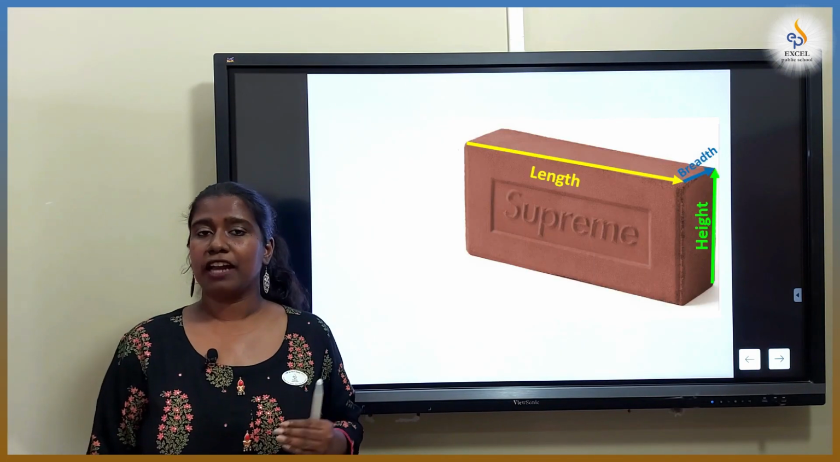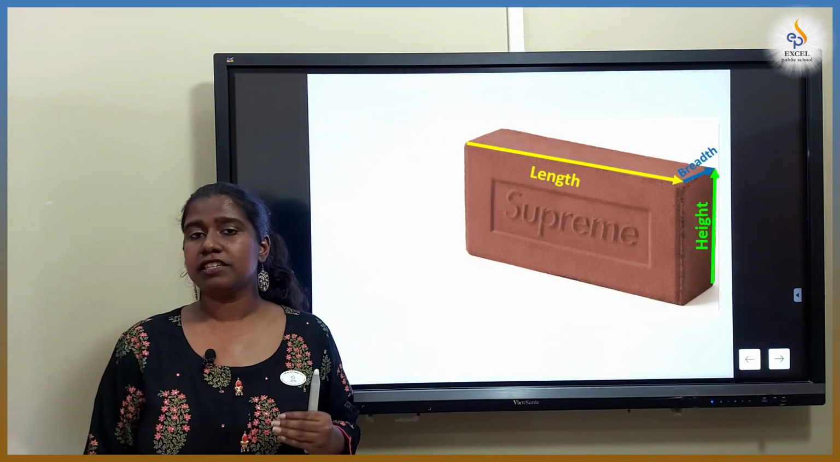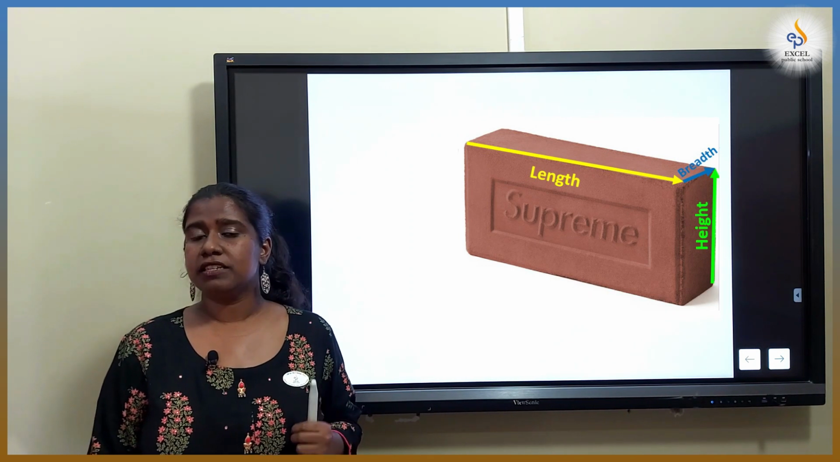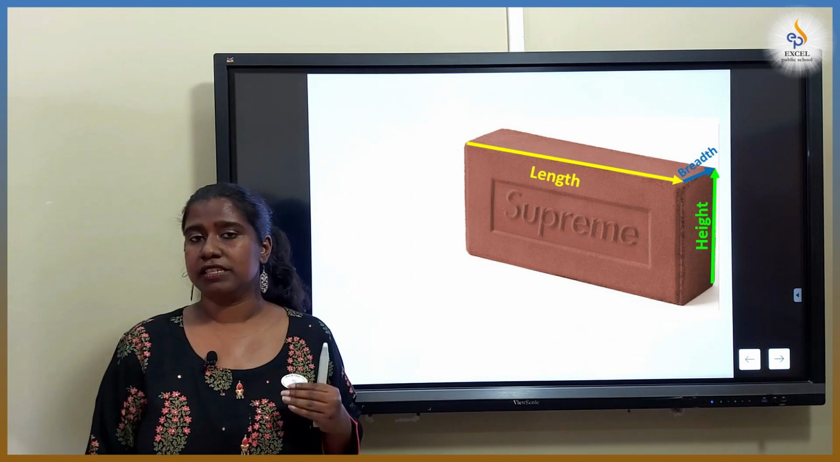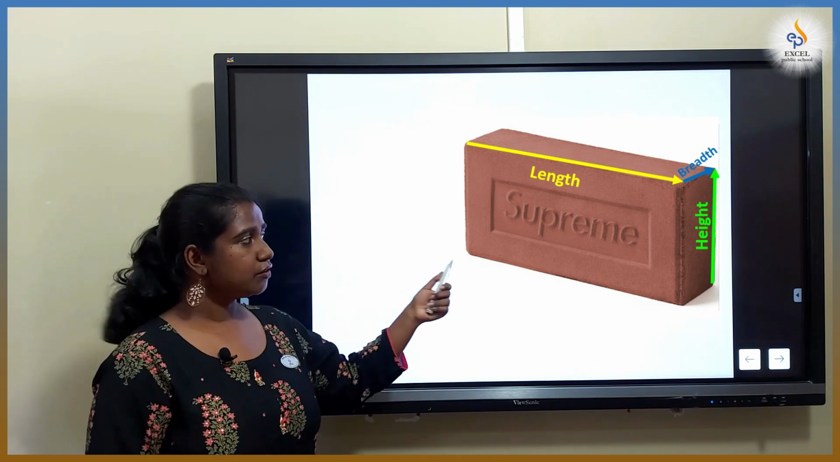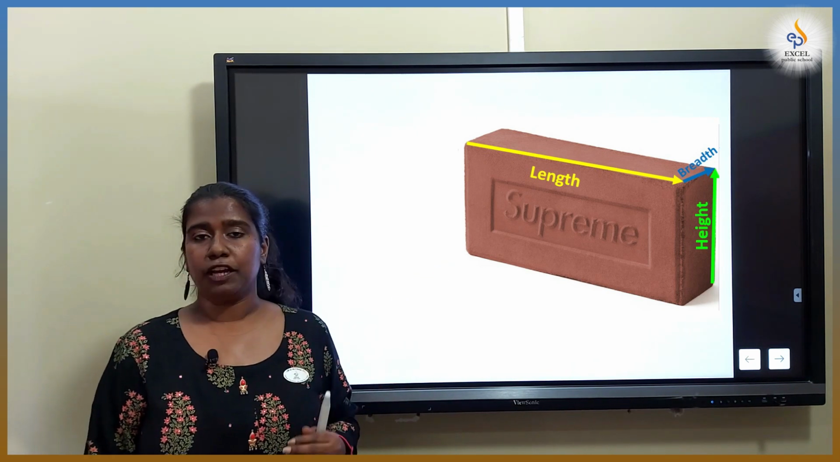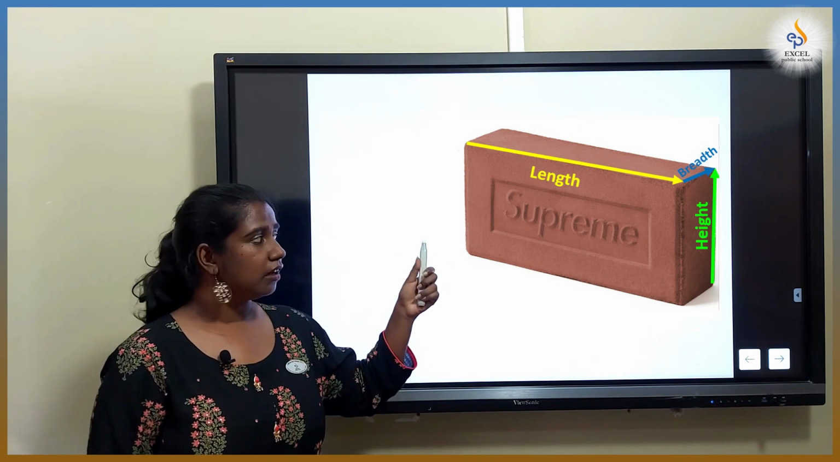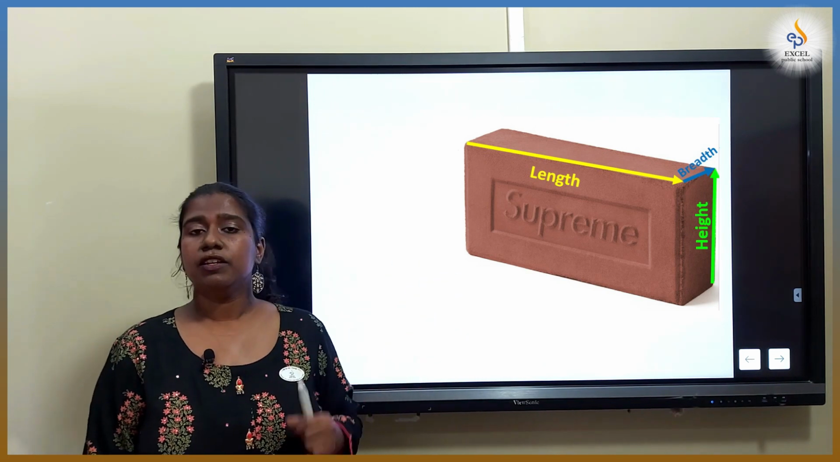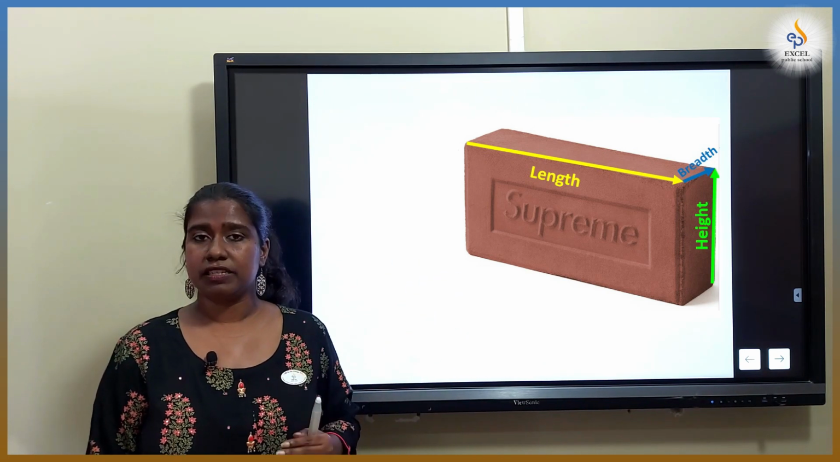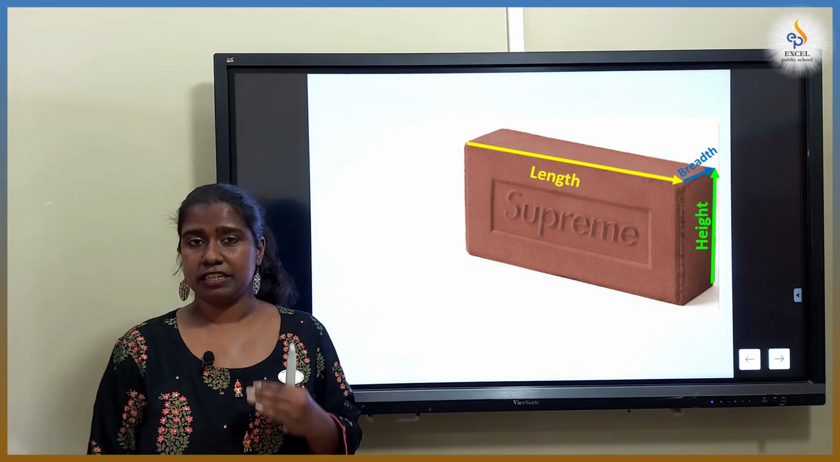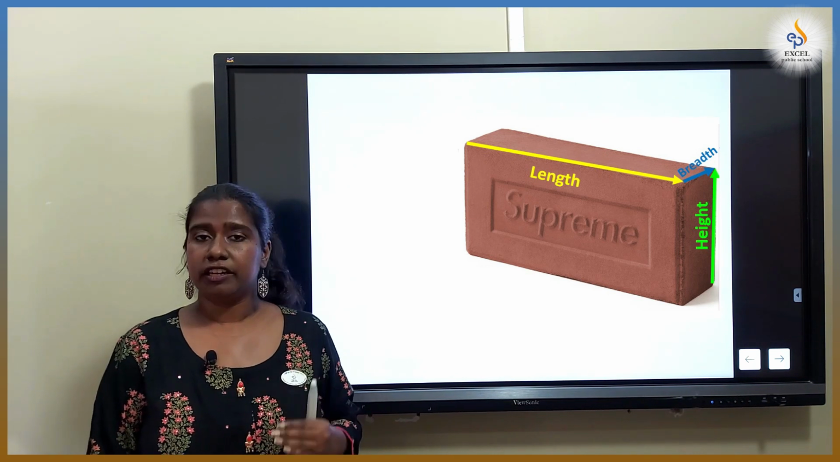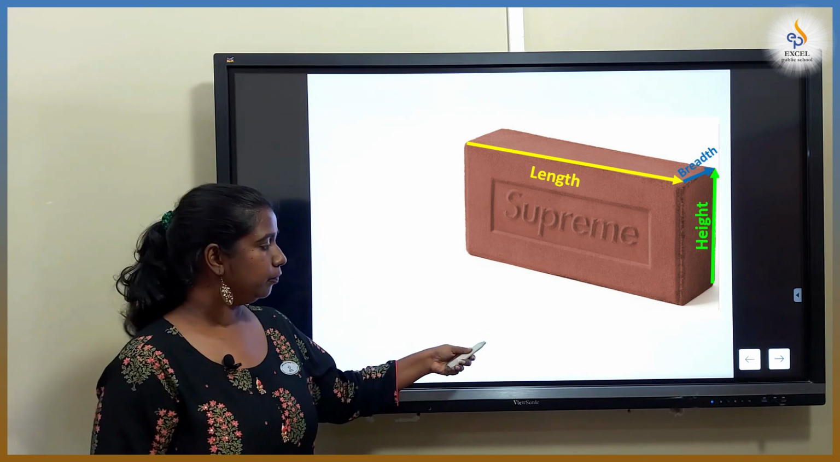Now, coming back to our question, what is the shape of the brick? Is it a rectangle or is it a cuboid? As we can see, in a brick we can measure length, height and breadth. So that means it is a cuboid. Since it is 3-dimensional, it is a cuboid.